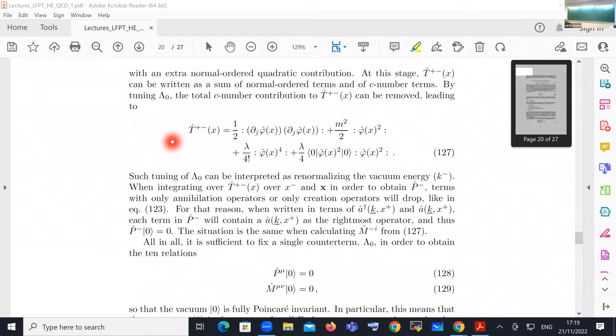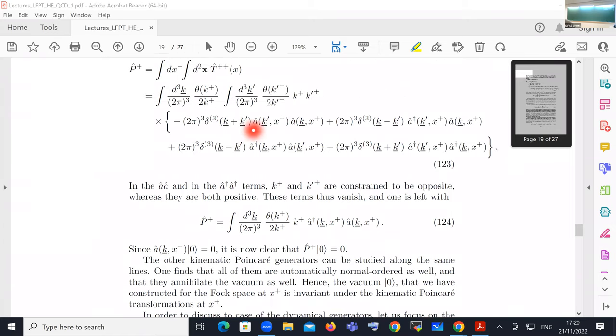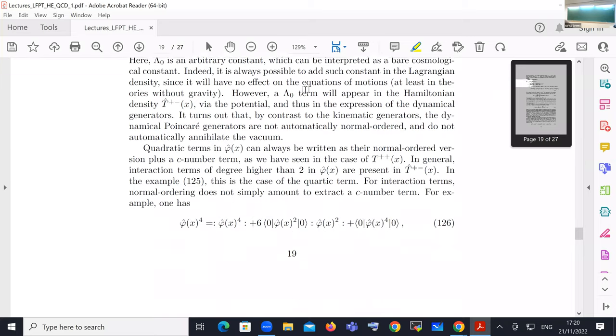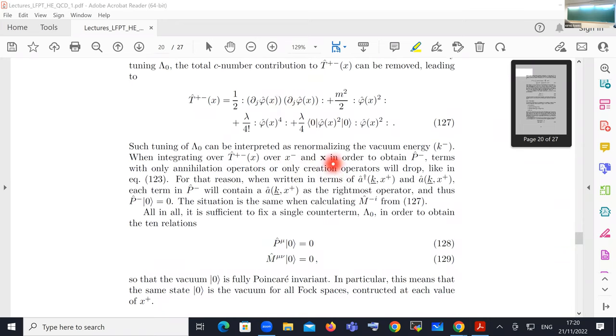So now that we have this, everything is written in terms of normal ordered operators. If we write the field in terms of A and A dagger and integrate this over X perp and X minus, we get P minus in terms of A and A dagger operators. Again, there will be some terms where there are only A daggers or only A operators. For the same reason as before, these would be analogs of the terms with a sum of K pluses which would have to be zero, but all the K pluses were positive, so that was not possible. So all these terms would drop, and in the end we would get only terms where there is at least an A dagger and an A.